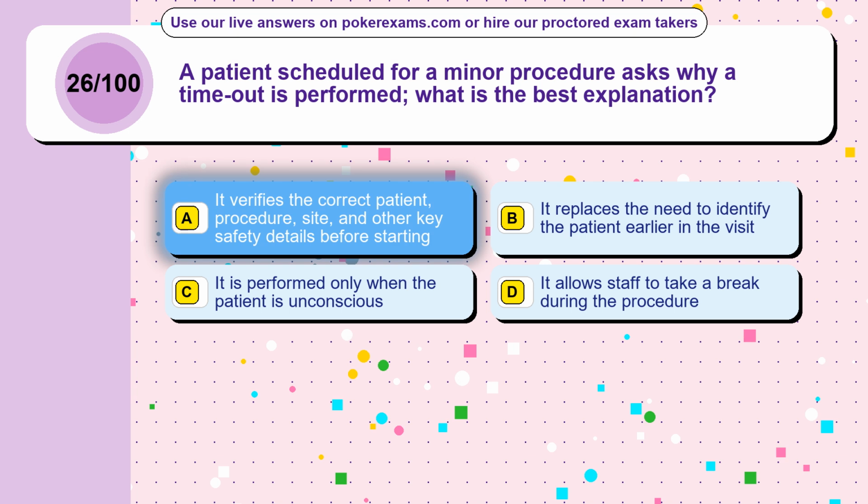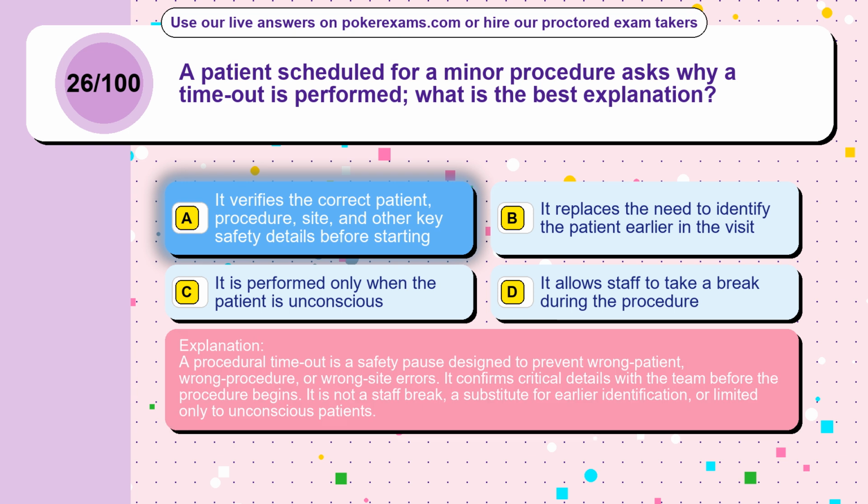The correct answer is option A. It verifies the correct patient, procedure, site, and other key safety details before starting. A procedural timeout is a safety pause designed to prevent wrong patient, wrong procedure, or wrong site errors. It confirms critical details with the team before the procedure begins. It is not a staff break, a substitute for earlier identification, or limited only to unconscious patients.